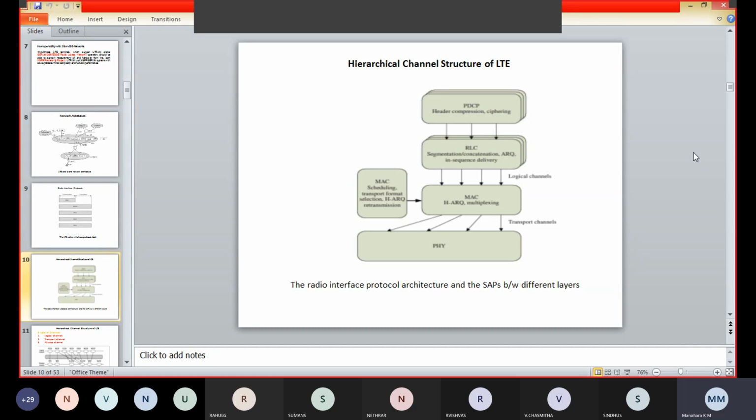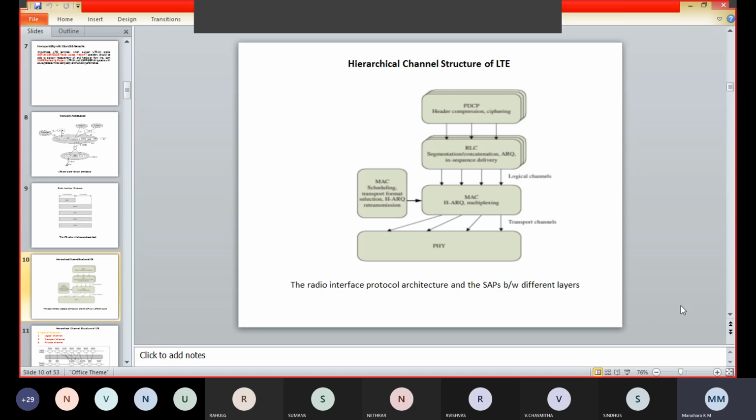Compared to UTRA and HSPA, the number of transport channels in LTE is reduced because there are no dedicated channels present. LTE defines two MAC entities, one in the user equipment and one in the E-UTRAN, which handle the following downlink and uplink transport channels.